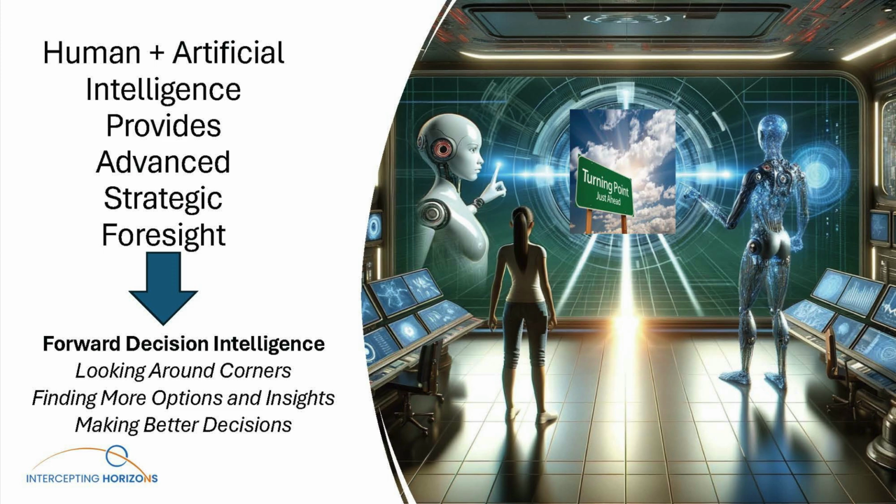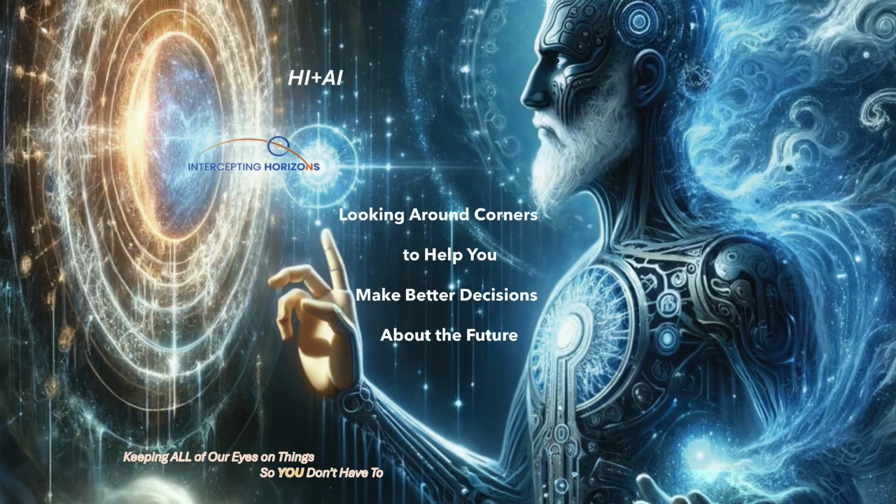So if you look at it, human and artificial intelligence provides advanced strategic foresight. We can start to look around the corner, maybe. That gives us some forward and decision intelligence capabilities, something humans have always wanted: to be able to look forward with some degree of intelligence. And hopefully we find more options and insights and make better decisions. So this is the way that we look at it. Human intelligence plus artificial intelligence allows us to look around corners to help you make better decisions about the future. And as a company, of course, we keep our eyes on things so you don't have to.